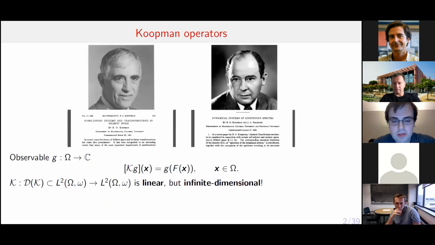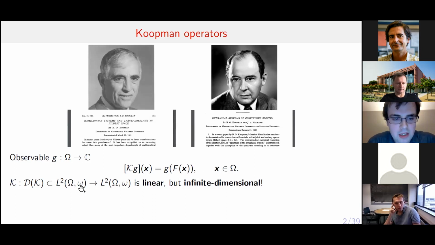I'm going to approach this problem through Koopman operators, which hopefully a lot of you are familiar with. This goes back to two papers of Koopman, and Koopman and von Neumann, in the 1930s, and it's a really beautiful idea. Instead of looking at the state, we look at functions of the state, called observables: functions g from Omega to C. The Koopman operator acts on such functions by composition with f. Formally, we're going to consider this operator in the L2 setting.